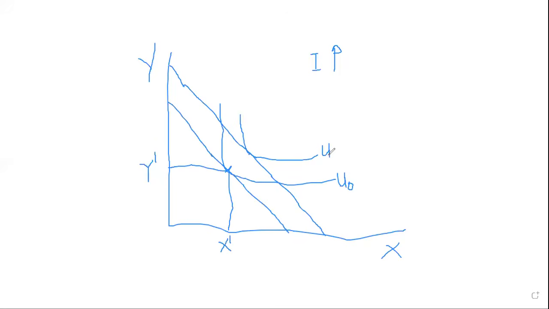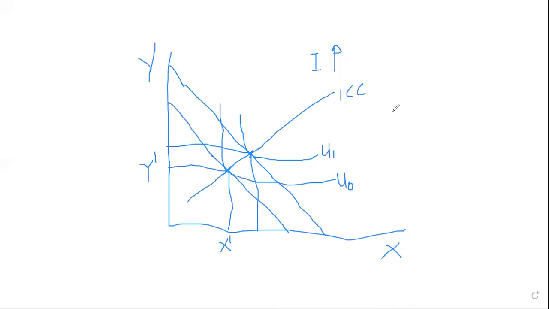So I have my U1. So this is the new equilibrium point, which shows that X has increased and then Y2 has increased because both are normal goods. You can draw a straight line to pass through it, and that will give you the income consumption curve for X and then Y when both are normal goods.